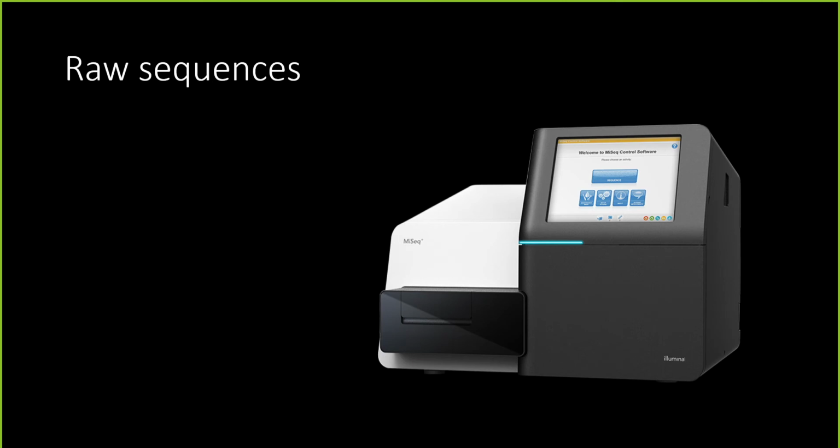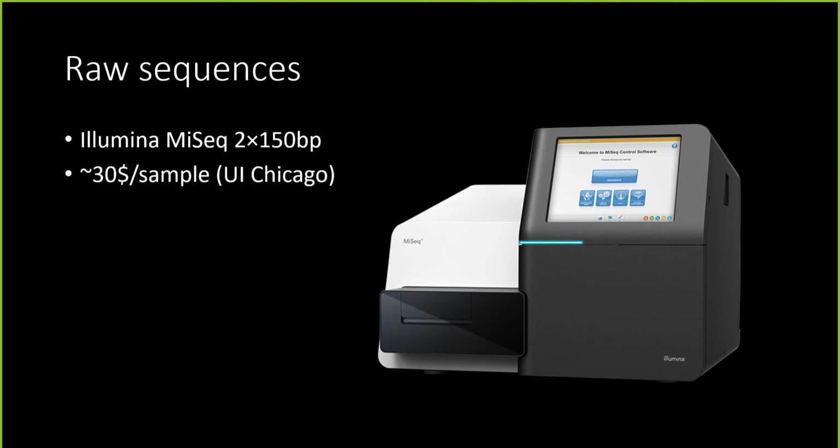Now, a sequencer like this one here, a MiSeq, is common. In this case, most options usually use a MiSeq paired-end sequencer, so they're doing two sequences of the one DNA fragment that they're looking at, where the sequencing length is 150 base pairs. So if you're interested in doing that on a small scale, it costs around $30 per sample, or at least that's what I had to pay at the University of Chicago.